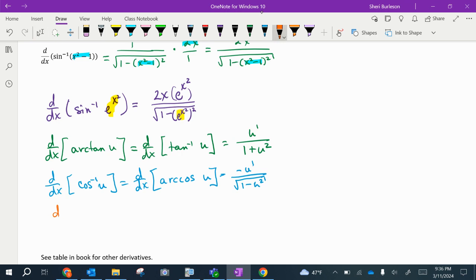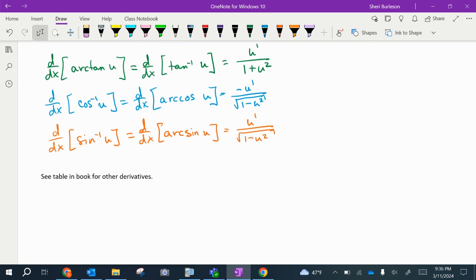And then I will write this in the same notation. The derivative of arc sine of u is going to be u prime over the square root of 1 minus u squared. There are the other inverse trig functions, which you do not need to have memorized, but you can find them in the book on page 371.